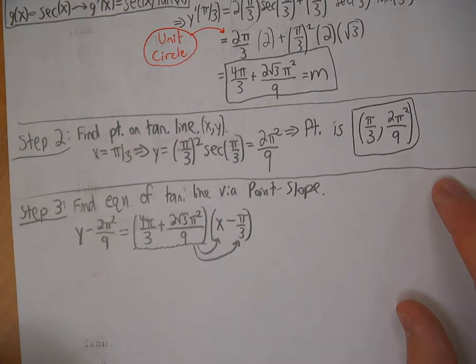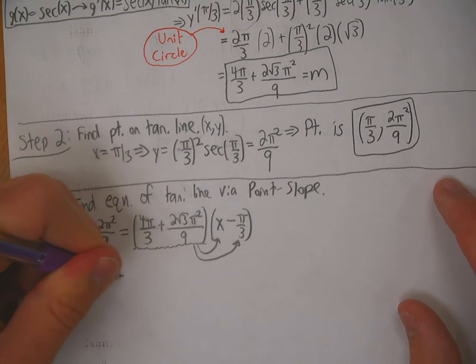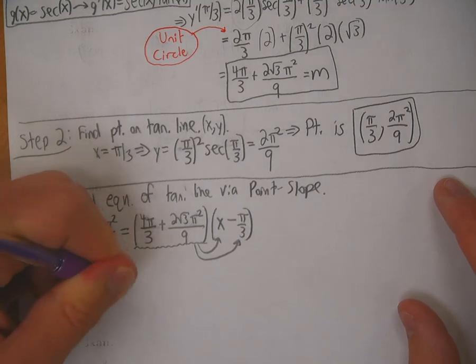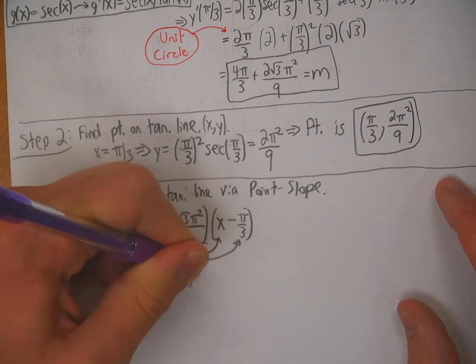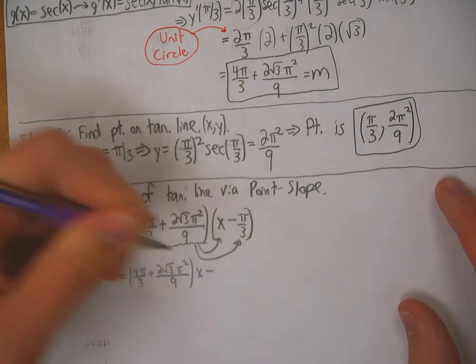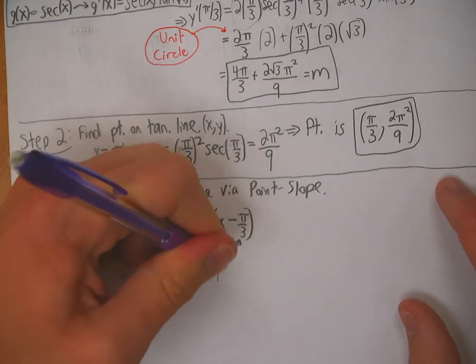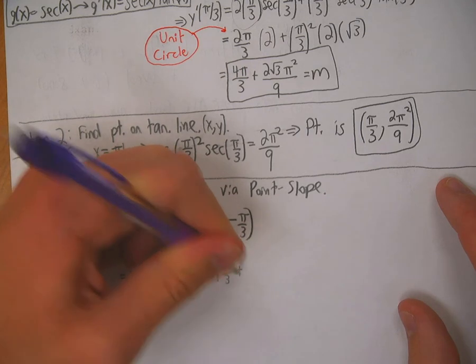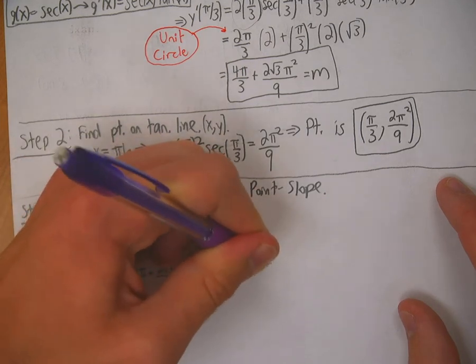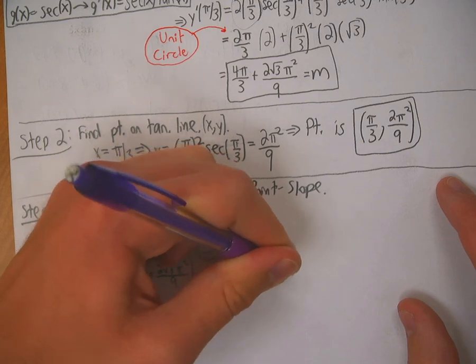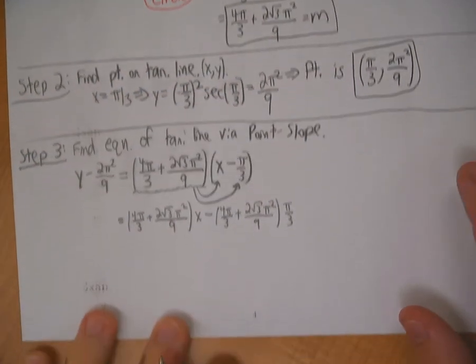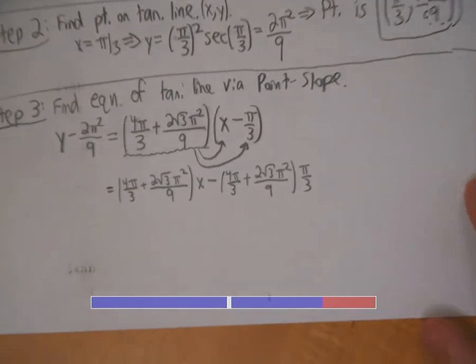And the reason we're doing that is because then we can say, all right, well, that's the same thing as saying 4 pi over 3 plus 2 root 3 pi squared over 9 times x minus 4 pi over 3 plus 2 root 3 pi squared over 9 times pi over 3. Okay?